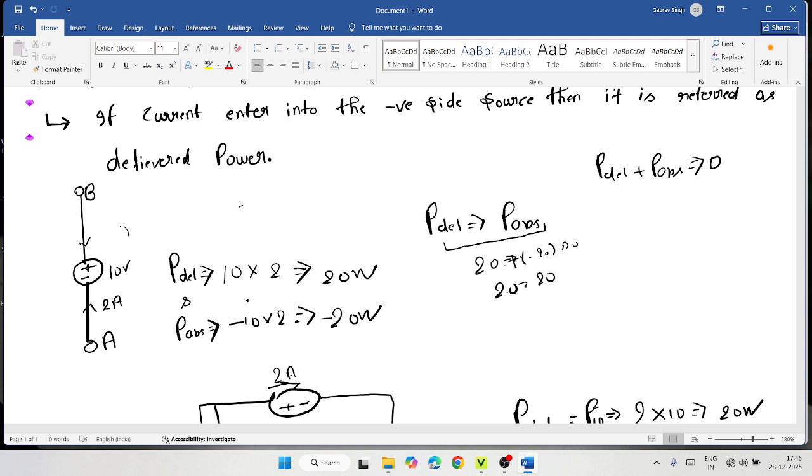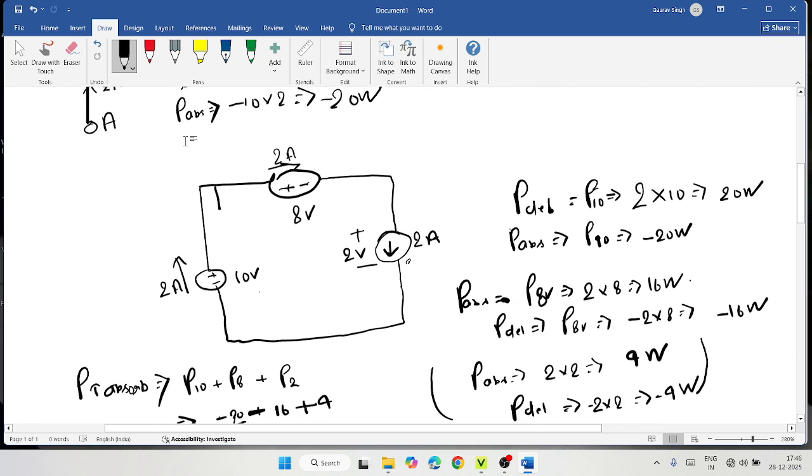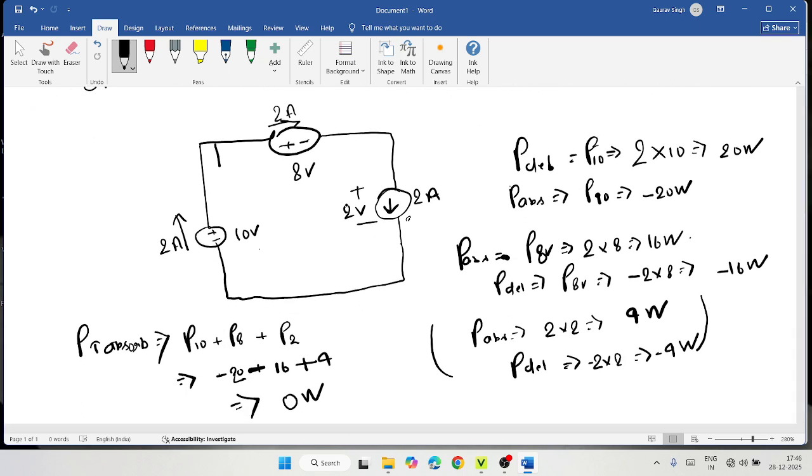For more clarity, we can go through the next question and find out what is meant by power delivered and power absorbed. In this circuit, an 8 volt voltage source is given, a 10 volt voltage source is given, and a 2 ampere current source is given. So how can I find the power delivered in the 10 volt voltage source? In the 10 volt voltage source, you can see that the 2 ampere current enters through the negative side of the 10 volt voltage source. So negative side means delivered power.